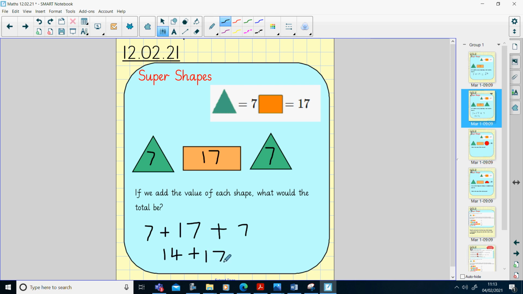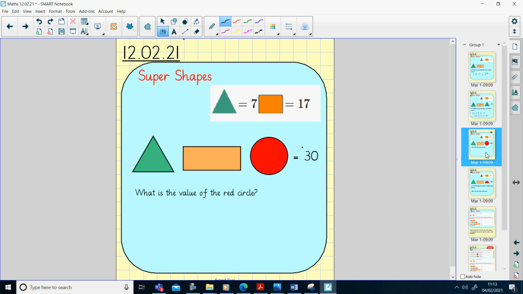Remember, addition can be done in any order. So to add my 14 and 17 together, I'm going to do 4 add 7 is 11, 10 add 10 is 20, so my total is 31. So the total of this shape pattern is 31.